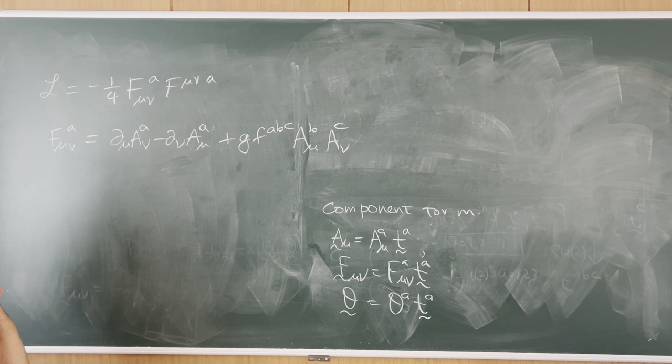Yes. Sir, you said we can take FABC to be totally anti-symmetric. Yes. So in suitable basis, we can drop the last term. No, we can never drop the last term, because this is symmetric, this is anti-symmetric. What is symmetric? AB mu AC nu.